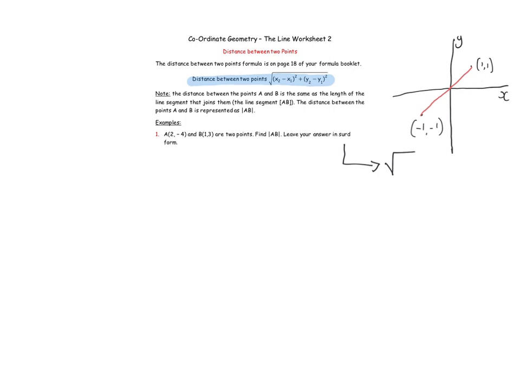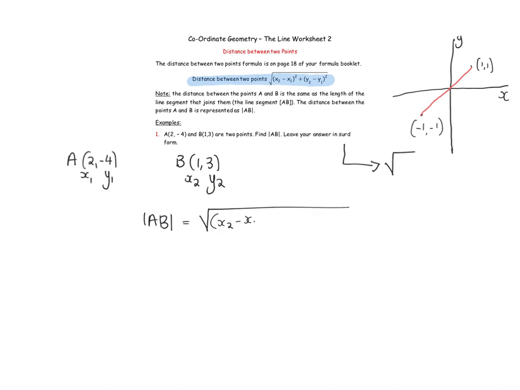Now, the first thing you do for this is you write out your 2 points. So we have A here, which is 2, -4, and we have B, which is 1, 3. Every time you're doing a question, you need to write them out. Then you label them. So this is what we call X1, and the one beside that is Y1. Then we have X2, and then we have Y2. The next thing you need to do is write out the distance formula. We're looking for the distance between A and B, and that's how it's represented. And then you copy exactly from the formula and tables booklet: the square root of X2 minus X1 squared plus Y2 minus Y1 squared.